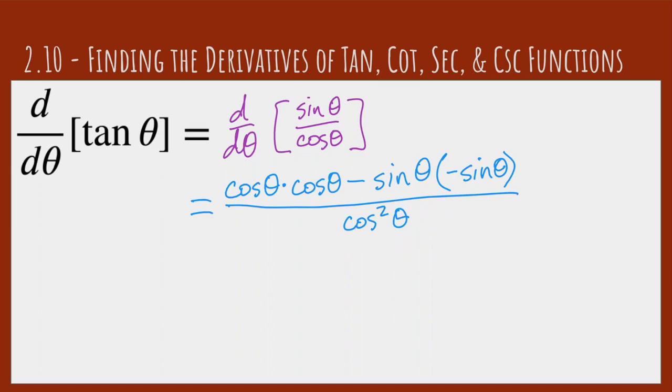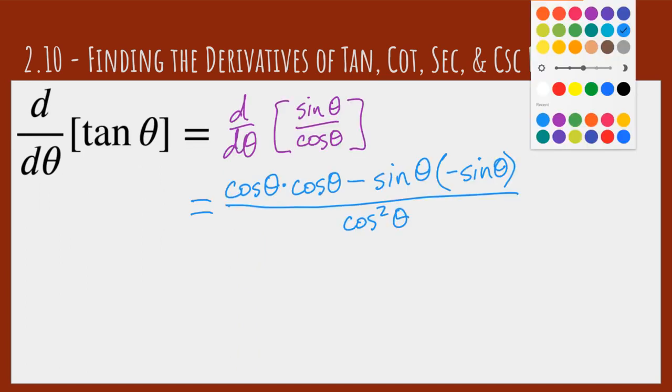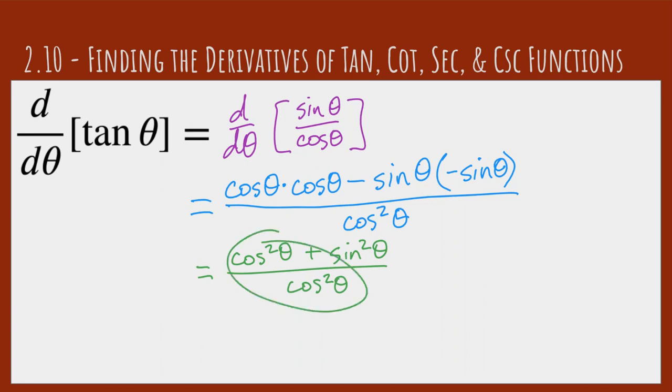Now, this is technically the derivative of tangent, but we can simplify this. We can make this expression look a lot cleaner. So I'm going to do some simplifying here. The cosine times cosine, I'm going to write as cosine squared of theta. And then we have plus, because it's negative times negative, sine squared of theta, and then all of that over cosine squared of theta. Now, we could divide cosine squared by cosine squared and get 1, and do sine squared over cosine squared and get tangent squared of theta.